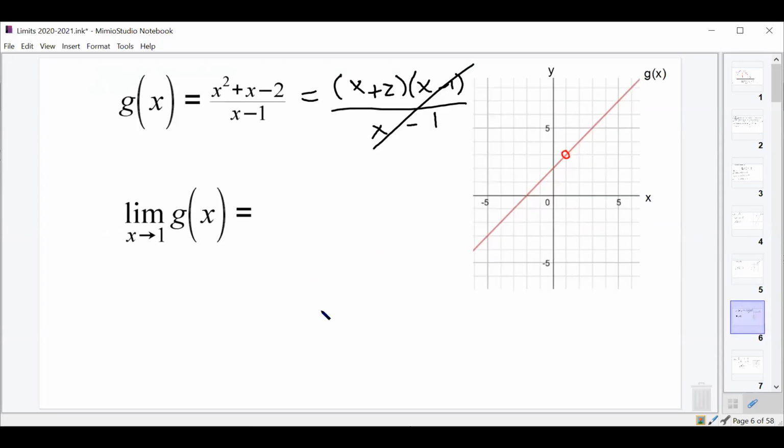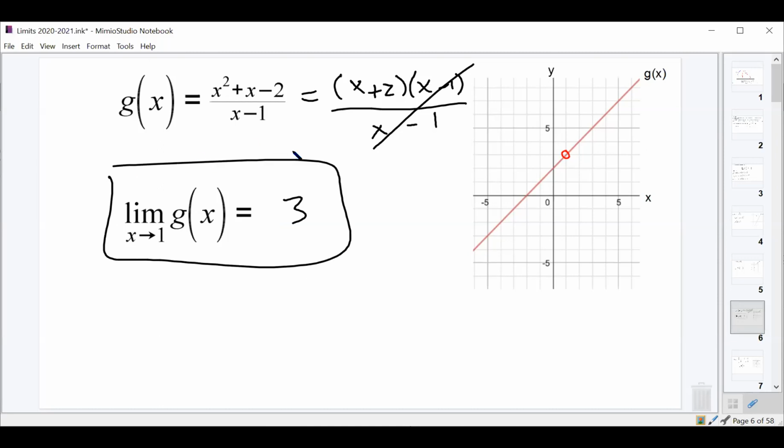So my question for all of you is, what's the limit as x approaches 1 of this new function g of x, x squared plus x minus 2 over x minus 1? Maybe 3. What do you guys think? I got one person that said it should be 3. I agree. Anybody disagree with 3? Agree. Agreed. Everyone agrees with 3. Yes, you are right. This should be 3.